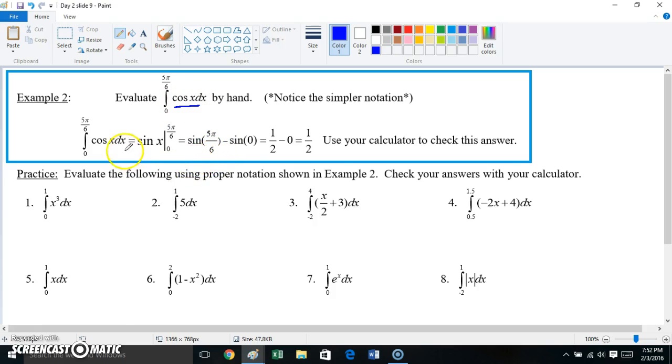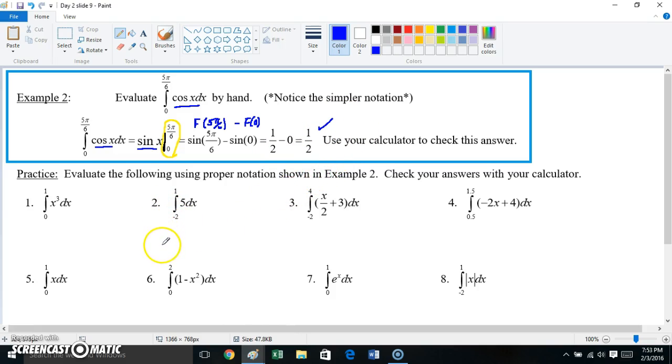Let's integrate cosine of x, and we get the sine of x. We're going to evaluate from 0 to 5 pi over 6. This is the notation that you can use, this bar with the lower and upper limits of your integral. This is really F of 5 pi over 6 minus F of 0. We've not used the plus c because we know those c's are going to drop out. And so we're just going to get 1/2 minus 0, or 1/2.